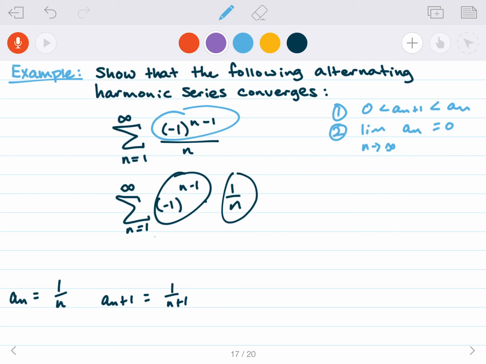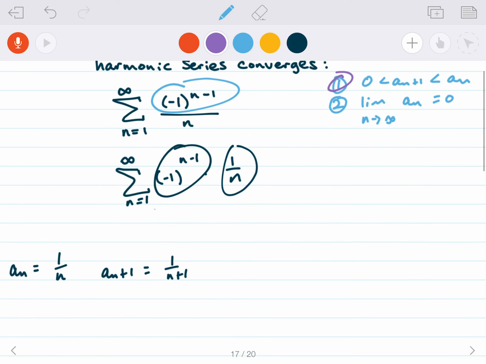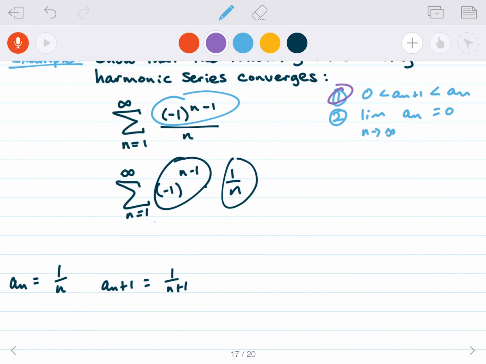So let's check the first condition. Is a sub n plus 1 always between 0 and a sub n? Well, a sub n plus 1 is definitely always going to be positive because we never start summing at a negative number or 0, and so this thing is always going to be positive. So that's cool. Is it always going to be strictly less than a sub n? Well, yeah, right? Because 1 over n plus 1 is always going to be smaller than 1 over n. So condition 1 definitely holds.